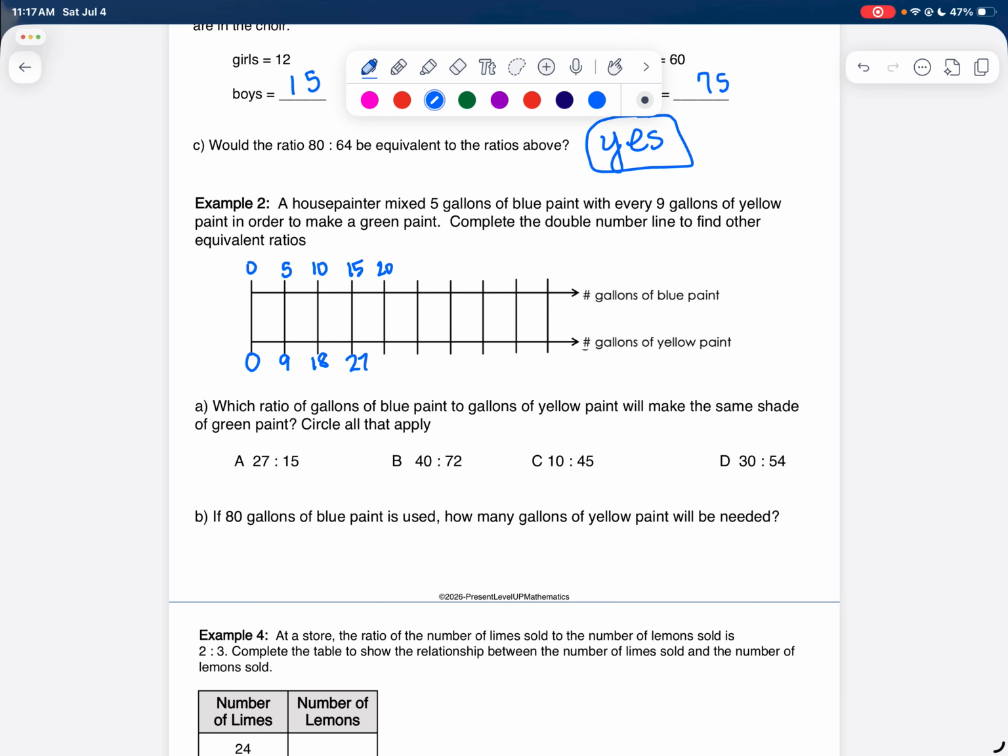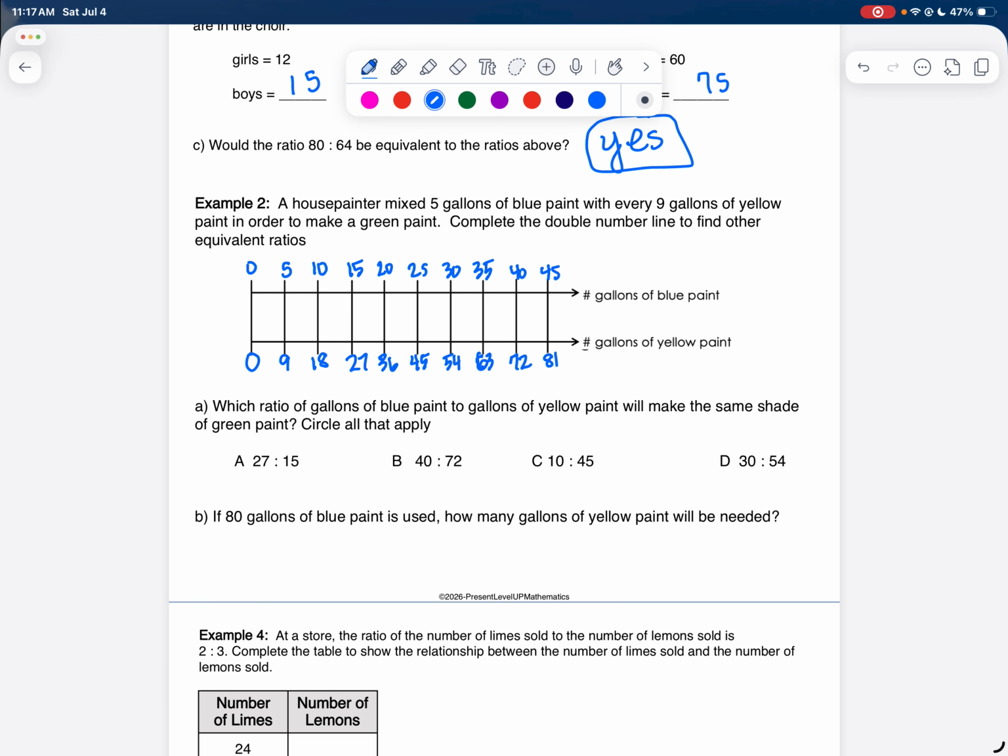So this would be 20, 25, 30, 35, 40, 45. And on the bottom, let's see, 9 times 4 would be 36. 9 times 5, 45. 9 times 6, 54. 9 times 7, 63. 9 times 8, 72. And 9 times 9, 81. So there's our multiples of 9.